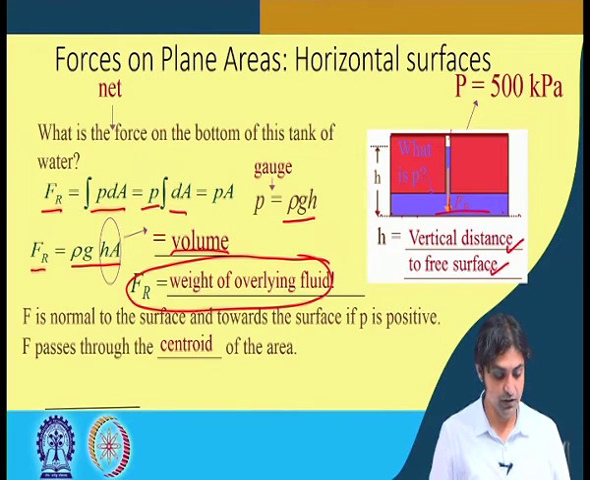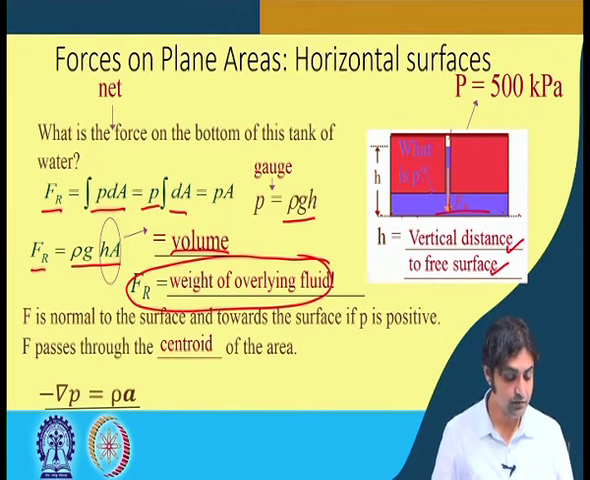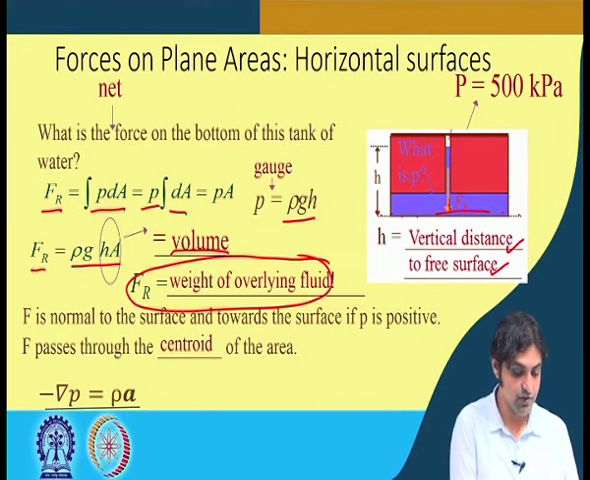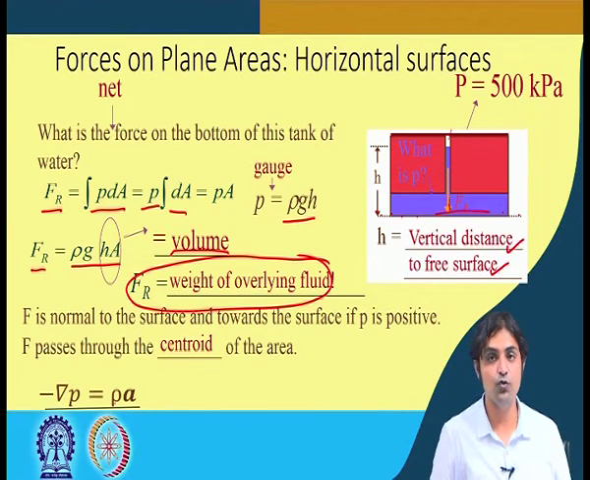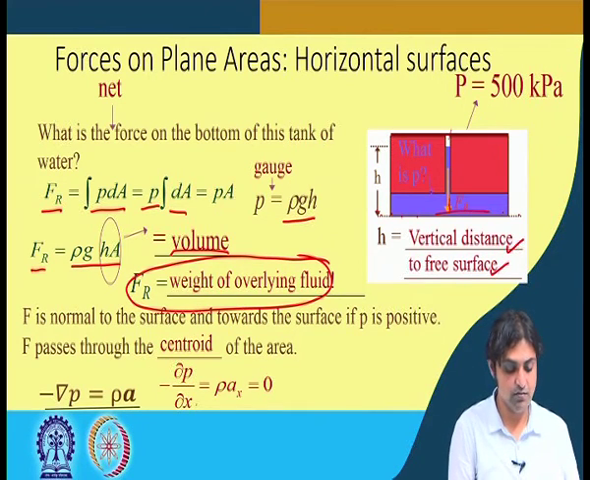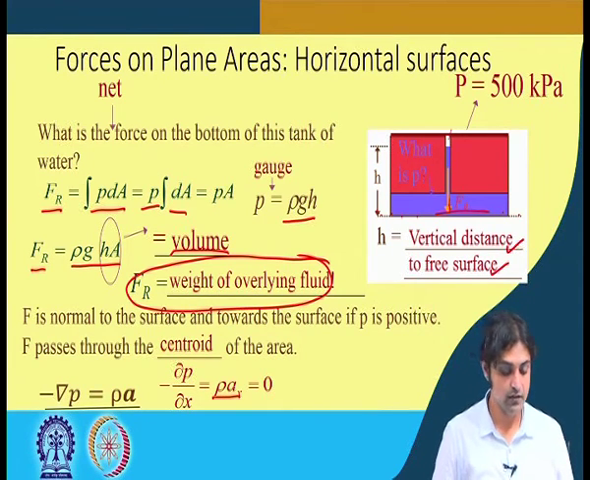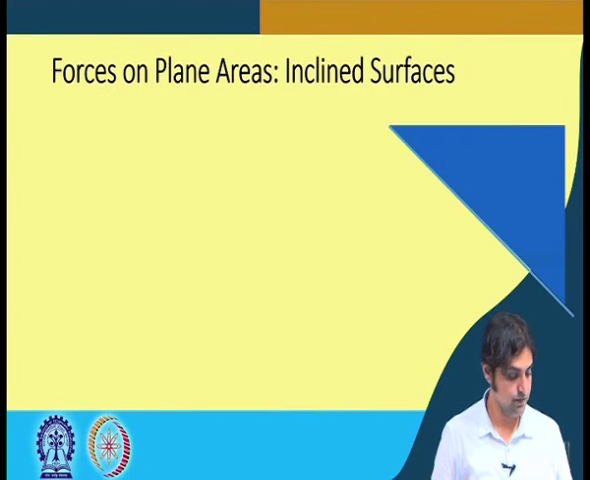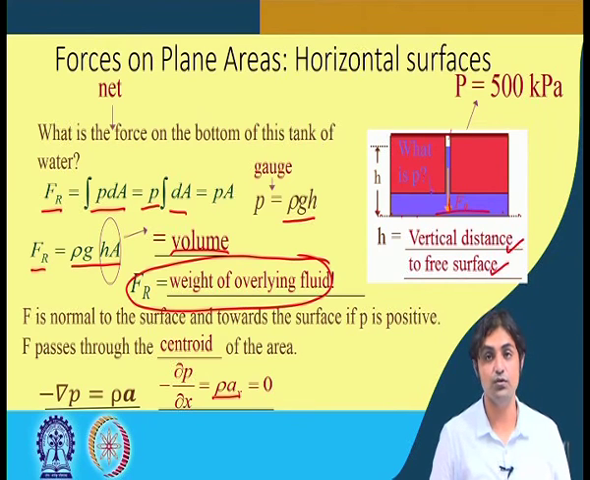F passes through the centroid of the area. This is important information for you. And therefore, the change in pressure can be equated to rho into A, or we can write in x direction minus delta P by delta x is equal to rho Ax, right. So, there is no acceleration in x direction here, and that is equal to 0. There is no pressure variation in x direction, whatever there is, it is in z direction.